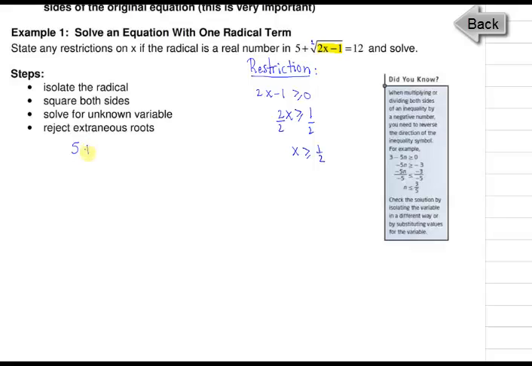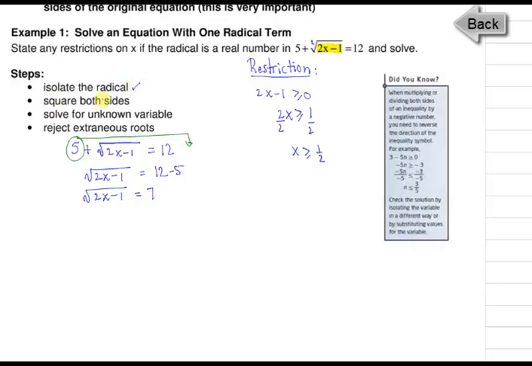So we've got 5 plus the square root of 2x minus 1 equals 12. We want to start by isolating the radical. So that means we want to get the square root of 2x minus 1 all by itself on the left-hand side of the equation. So we need to move the 5 over to the right. And remember, when you do that, it becomes negative. Okay, opposite sign. And so you now have the square root of 2x minus 1 equals 7. Okay, so we've done our first step.